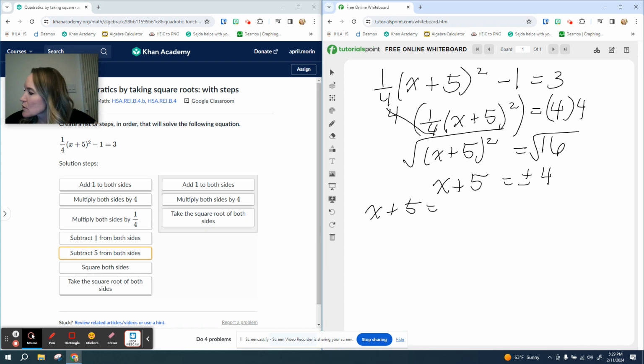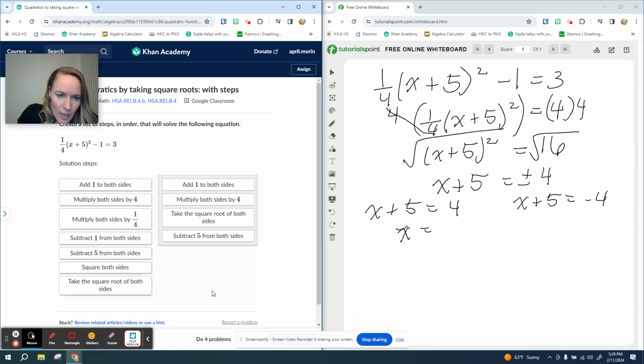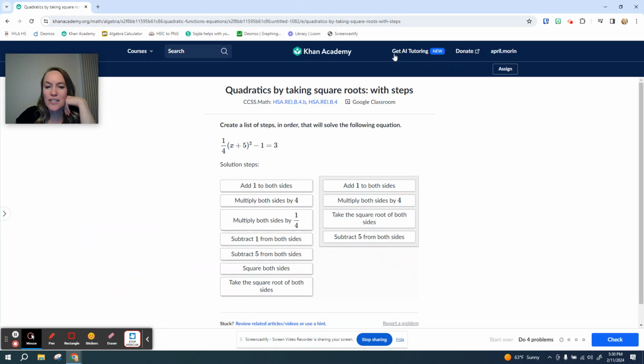X plus 5 equals positive 4. X plus 5 equals negative 4. And in both of those steps, I do need to subtract 5 from both sides. So I have x. So I'm going to do that one. That one looks good. Subtract 5 from both sides. Okay. 4 minus 5 is negative 1. And then negative 4 minus 5 is negative 9. Okay. There we go. So, like I said, we didn't need to know the answer. We just needed to know the steps.